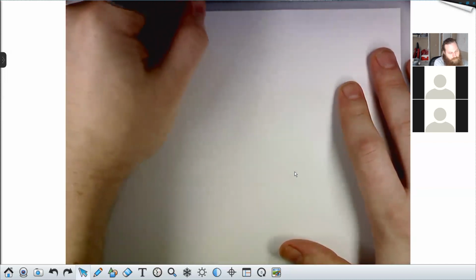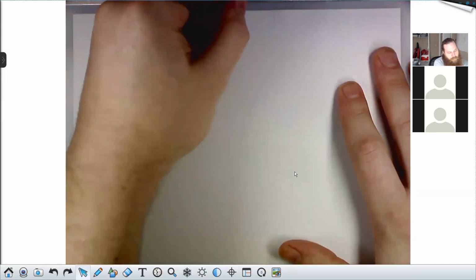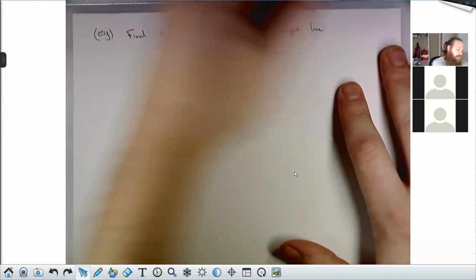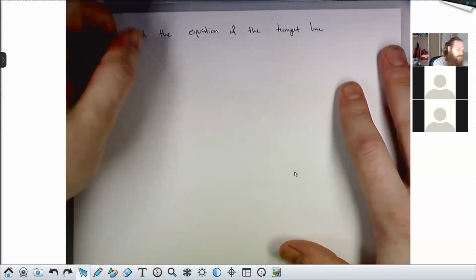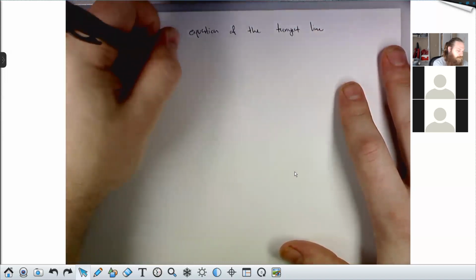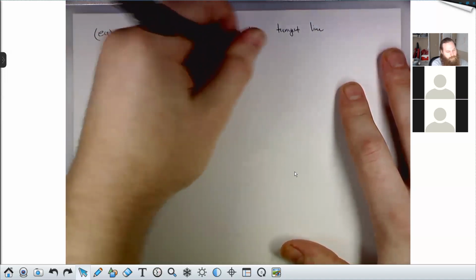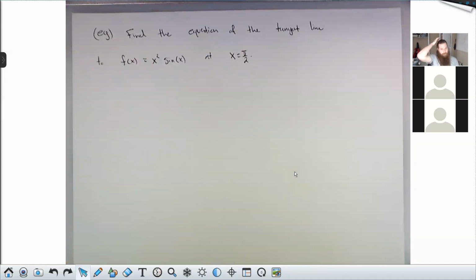Find the equation of the tangent line to f of x equals x squared sine x at x equals pi over 2. The nice thing, we couldn't differentiate this function previously, right? We didn't have the tools we needed because we didn't know how to differentiate the sine part here. But now we do, right? So let's go ahead and do it.